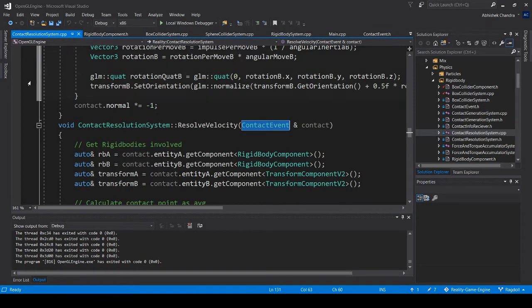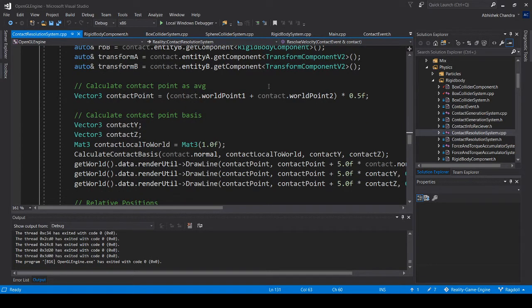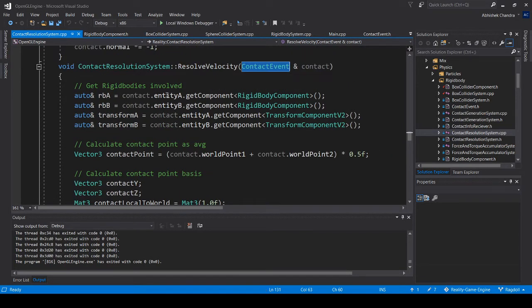So back in our contact resolution system, let's see what we're doing with this contact. First we make a few variables to cache the rigid body component and the transform component of the 2 entities involved in the contact. Ideally, I should be checking if each of these entities have these components on them, but for now I'm just skipping that check because we should always make sure that they do in fact have rigid body and transform at least.